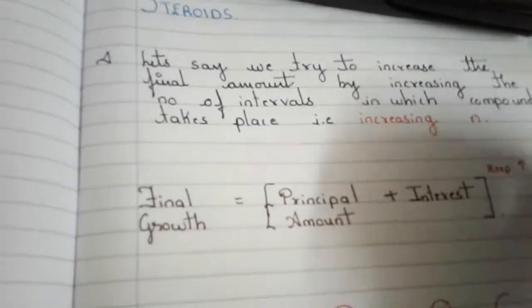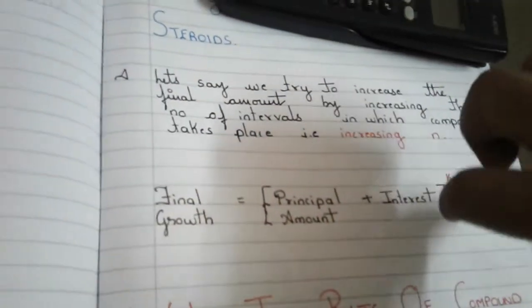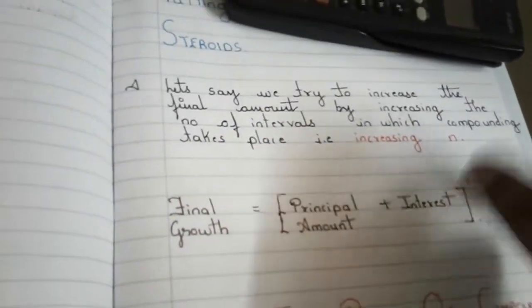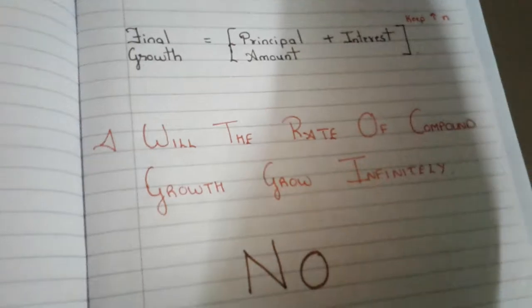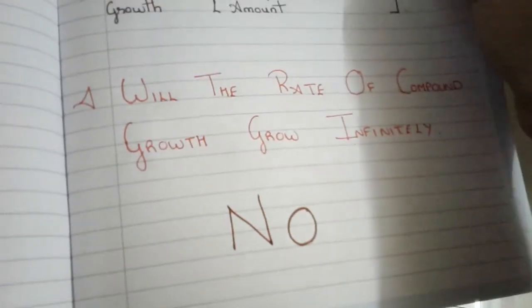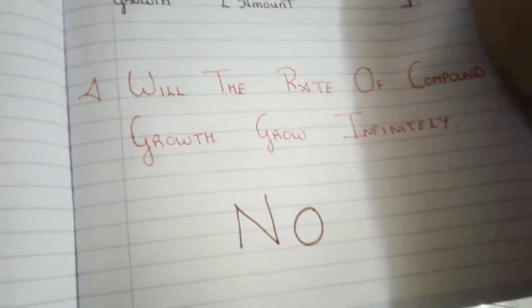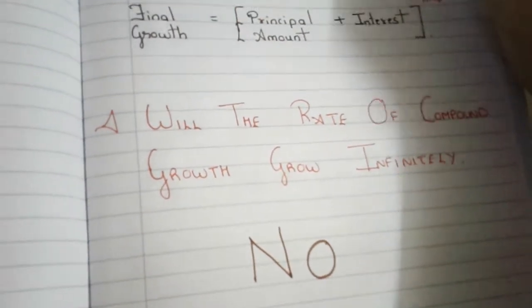It's just that you are going to increase the knob of n, as if there's a knob here which you can turn, and instead of keeping n as a small number, you go on increasing it. Now, will the rate of compound growth also grow infinitely? That is, will it grow like this on a graph, vertically? The answer is no. Why does this happen? Why can't compound growth grow infinitely? Why can't money keep reproducing itself by compound interest up to infinity?